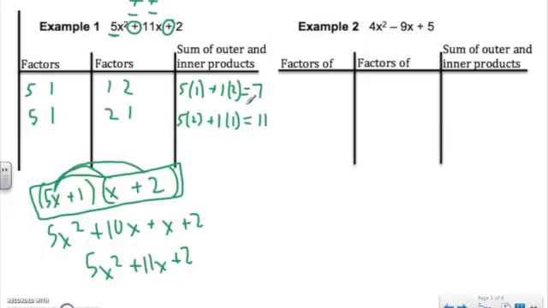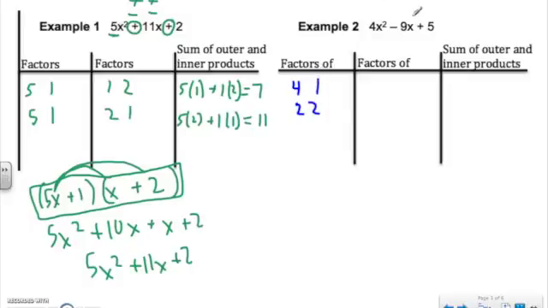So I can now see that I definitely have factored this correctly. Alright, let's look at another example. So in this case, we're given 4x squared minus 9x plus 5. So we're going to start out listing some factors of the first terms again. I can list 4 times 1. Alright, and I can list 2 times 2. So I'm going to use some combination of those.